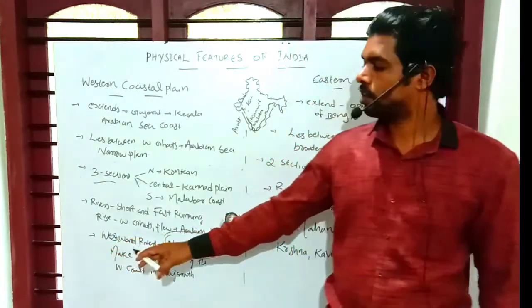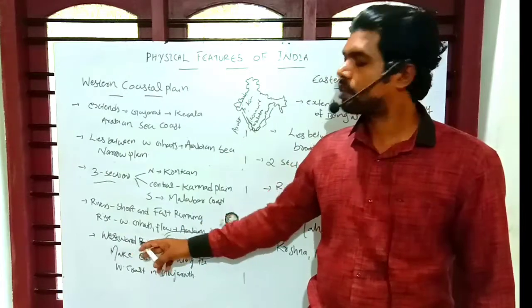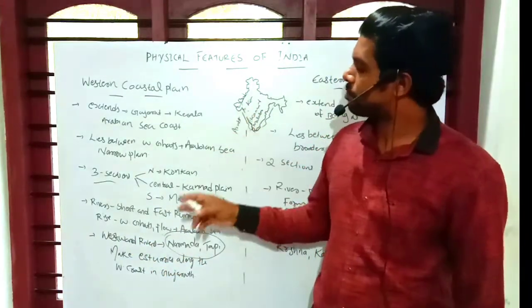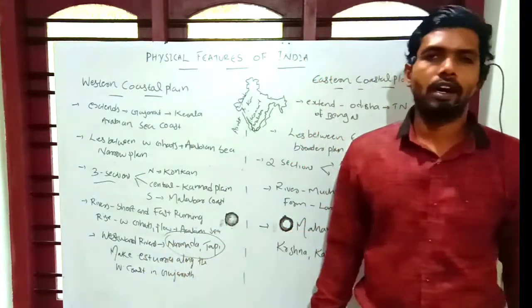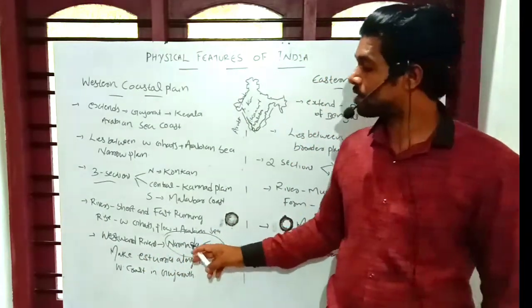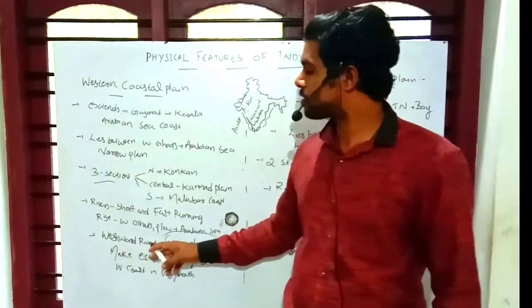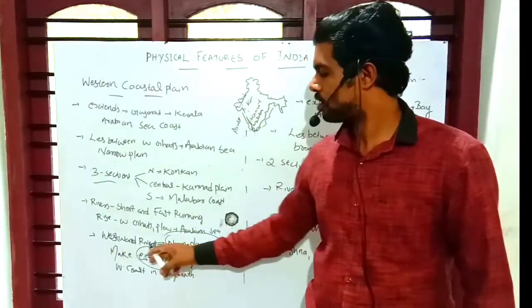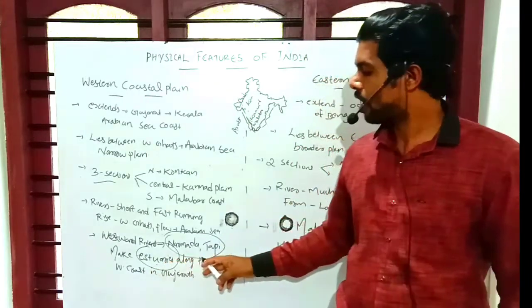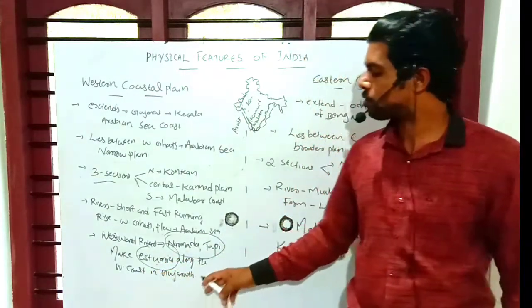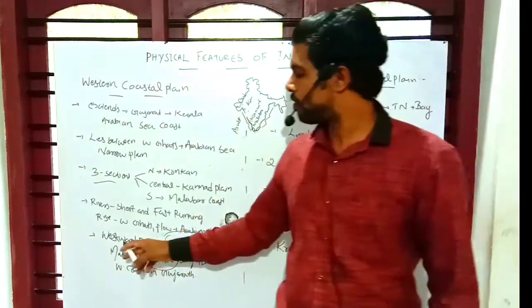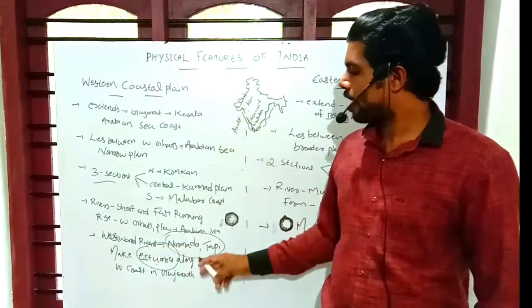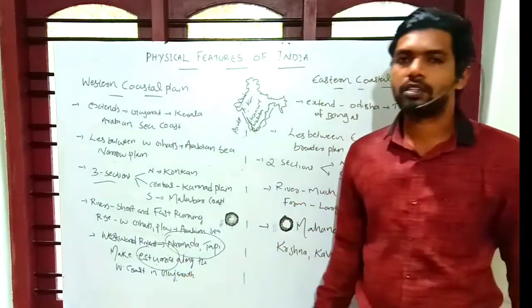One of the most important westward rivers. Westward rivers of the Arabian Sea area are called Narmada and Tapi. Narmada and Tapi rivers are the only two westward rivers in our India. And these two rivers make estuaries along the western coast in the Gujarat area.